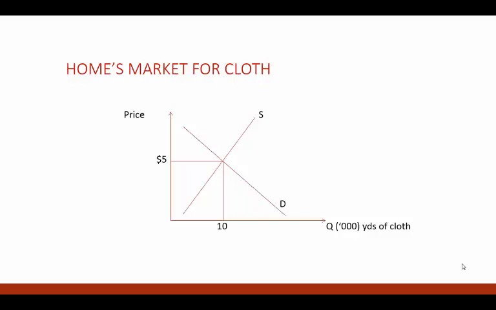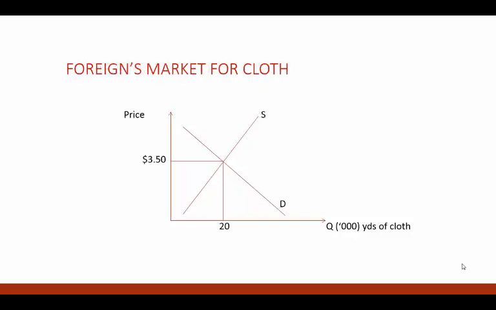Let's consider two countries, home and foreign, and a single product that's assumed to be produced within the two countries and of the same quality, say cloth. We have depicted here the standard market for cloth in home, and as drawn, we assume the market is competitive and clears at a price of $5 per yard of cloth, and there is a resultant equilibrium quantity of 10,000 yards of cloth in this market.